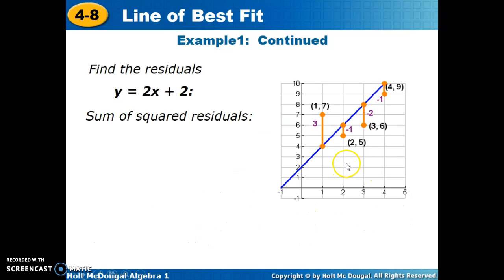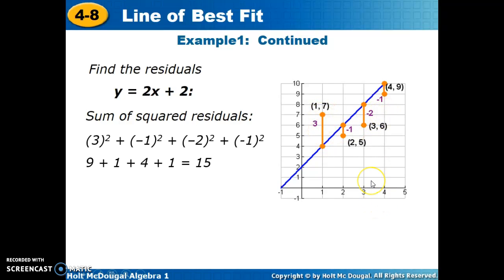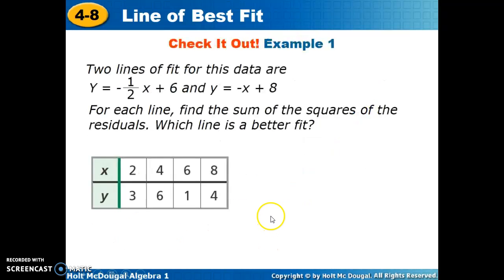So here's our other line. We're going to take the distance from each point to the line, take those sums of squares, and add them up. And we can see we get a sum of 15 this time. The first line was 7, so we could definitely say that the line y equals x plus 4 is the better fit. It's got the lower residual.